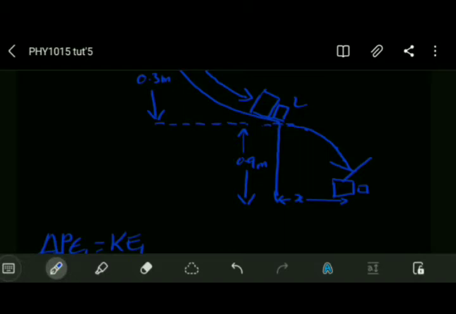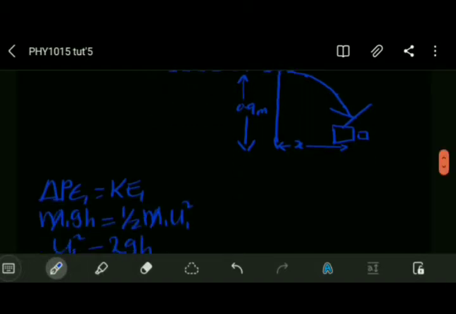So the speed that block 1 attains as it slides from the top is going to be the initial speed. As the blocks fall as projectiles, we first calculate the time of flight, how long it takes them to fall a height of 0.9 meters. After that, we find the horizontal distance for each from their velocities. The only velocity they have is the x velocity, because they have no initial y velocity. So let's go through the working.